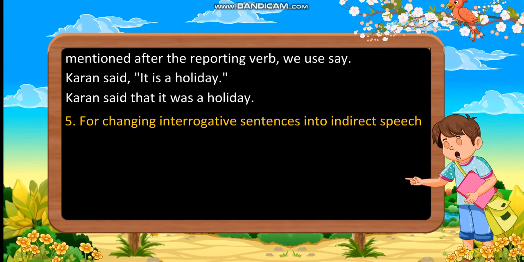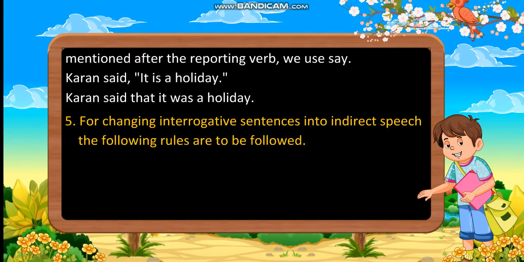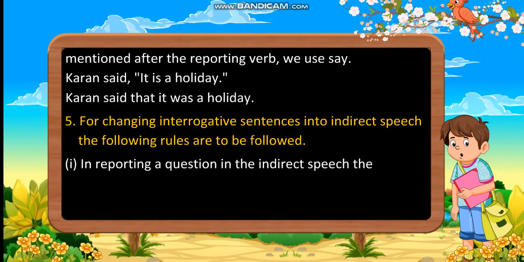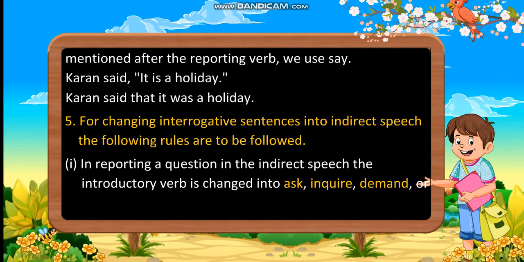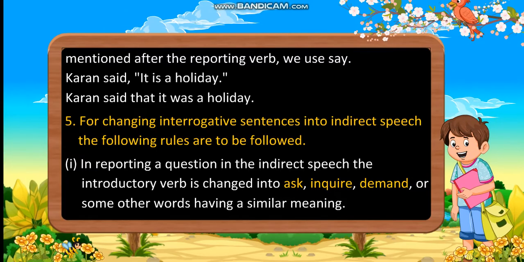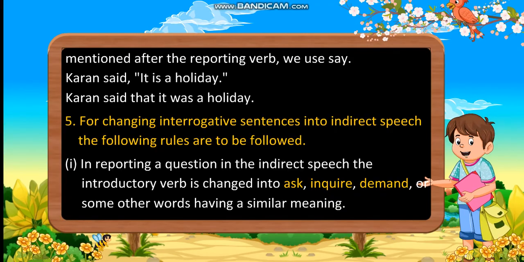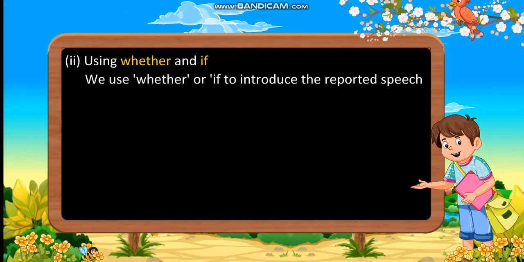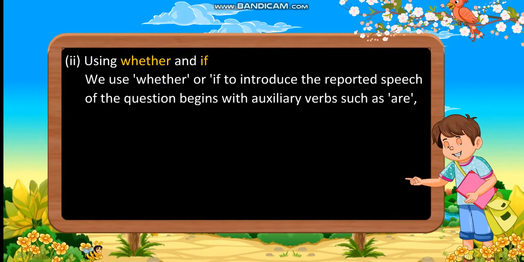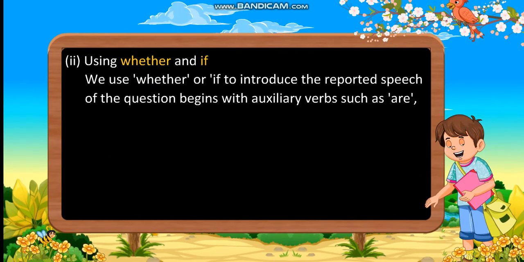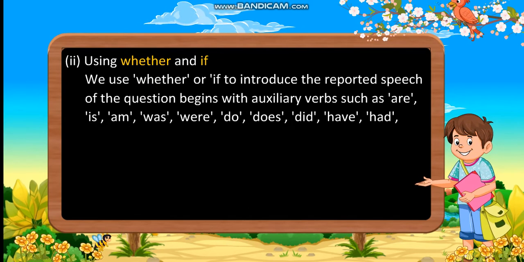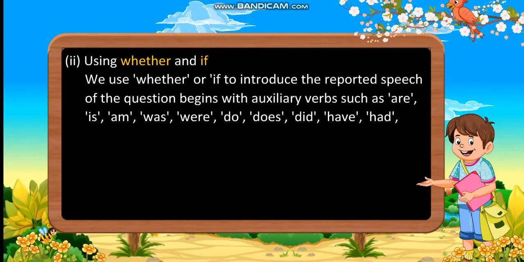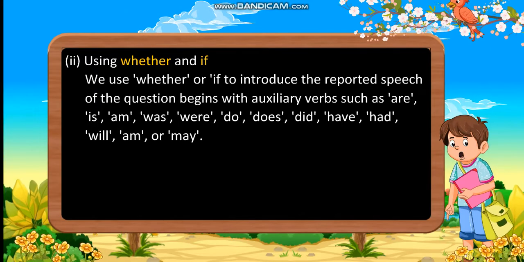Fifth, for changing interrogative sentences into indirect speech, the following rules are to be followed. First, in reporting a question in the indirect speech, the introductory verb is changed into ask, inquire, demand, or some other words having a similar meaning. Second, using whether and if. We use whether or if to introduce the reported speech if the question begins with auxiliary verbs such as are, is, am, was, were, do, does, did, have, had, will, or may.